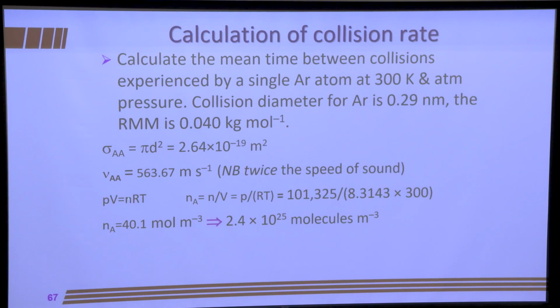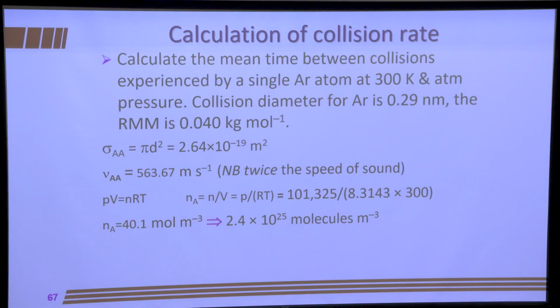But we know PV equals nRT, so the number of moles per volume is equal to P over RT. So we have 101,325 divided by 8.314 times 300. The number of moles of argon is 40.1 moles per meter cubed, and that's 2.4 times 10 to the 25 molecules per meter cubed.